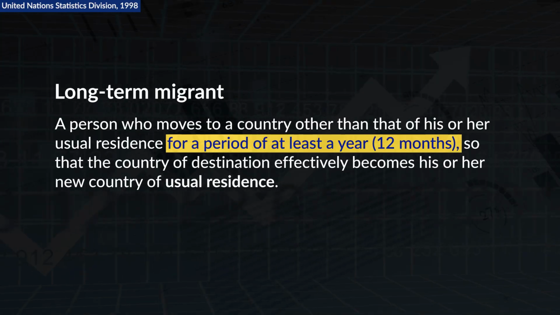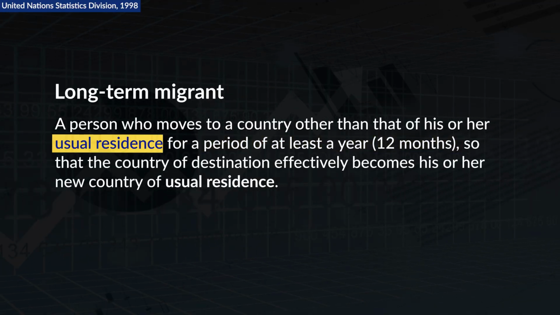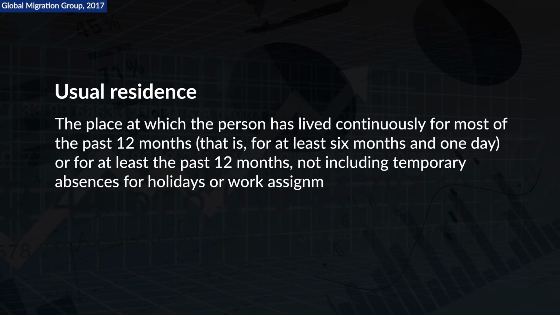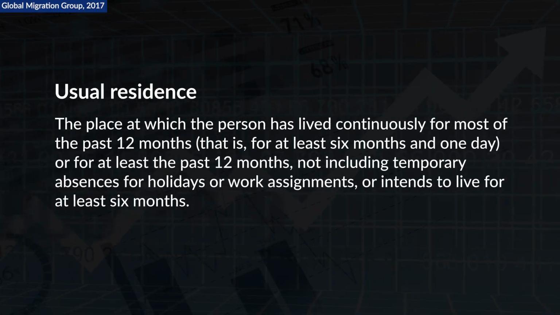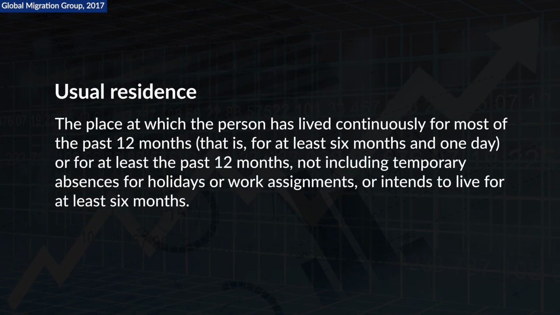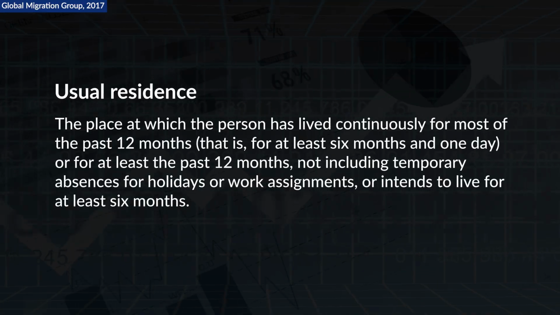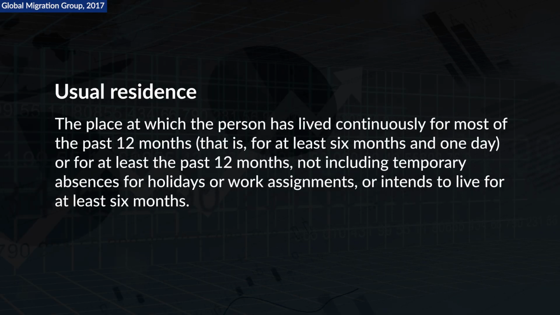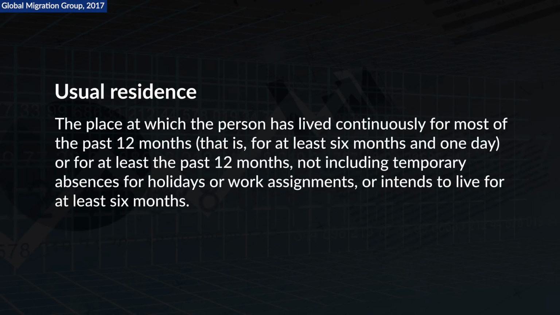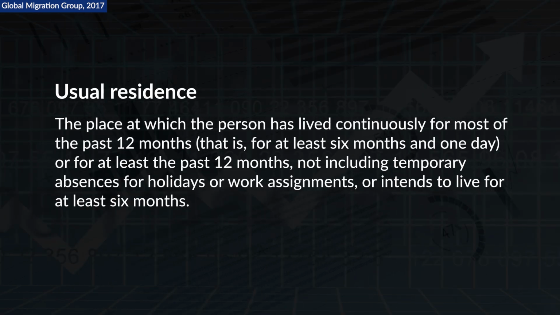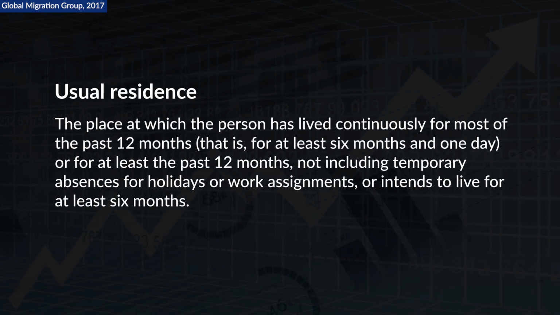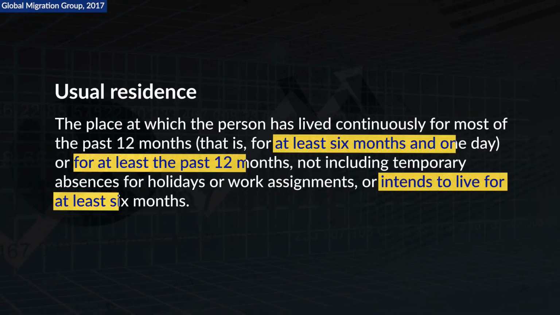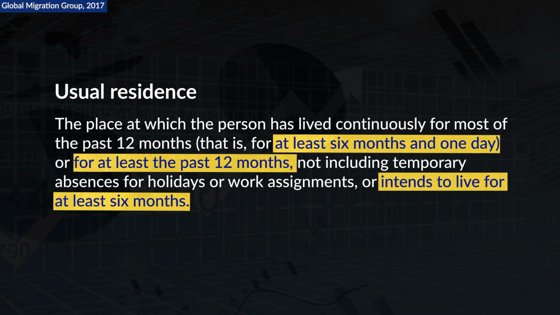We can also more clearly define what usual place of residence or usual residence means. This is the place at which the person has lived continuously for most of the past 12 months. So that is for at least 6 months and 1 day, or for at least the past 12 months. And this is not including temporary absences for holiday or work assignments, or that intends to live for at least 6 months in a certain area. So you can already start to see that within the definition of usual residence, we are starting to have explicit timeframes that help to define who we are measuring.